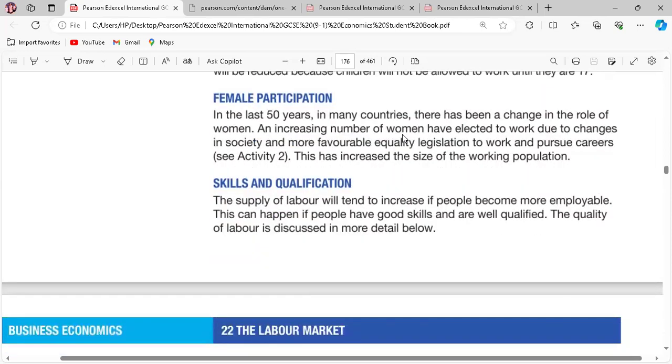Female participation. If the number of females that are involved in the labor market is increasing, then the supply of labor would increase. If the number of females that are allowed to work in the labor market is reducing, the supply of labor will definitely fall.